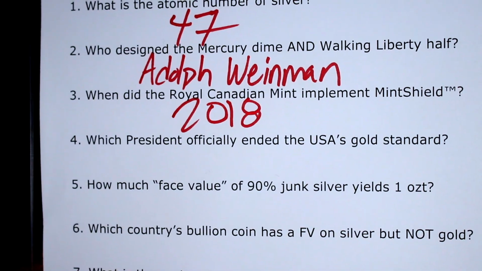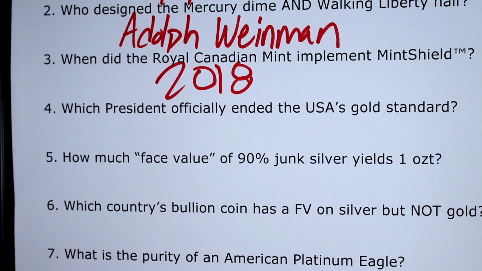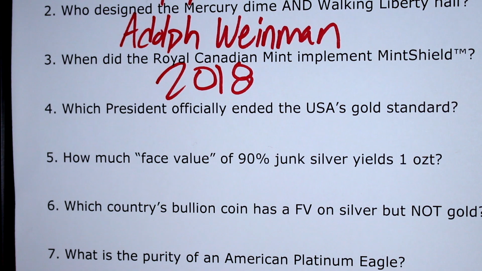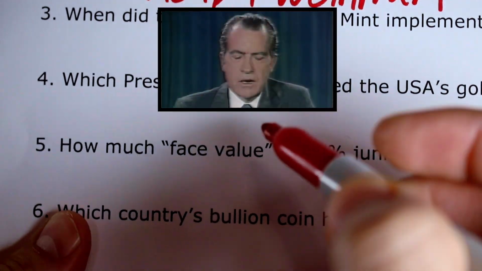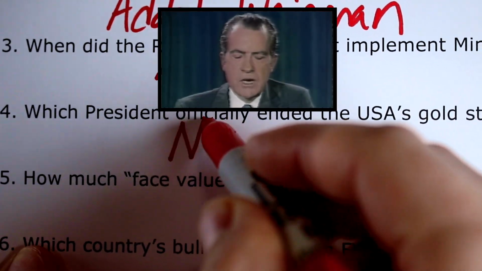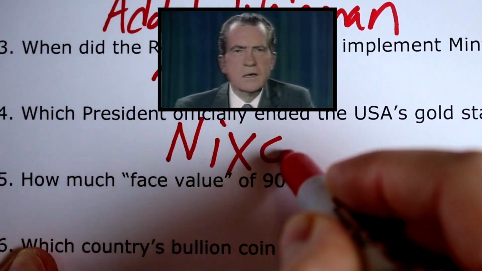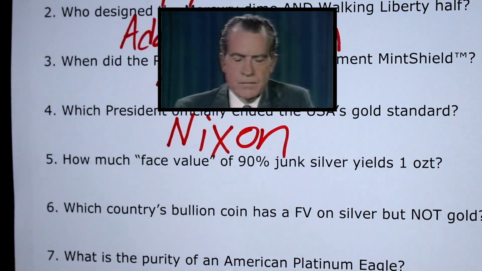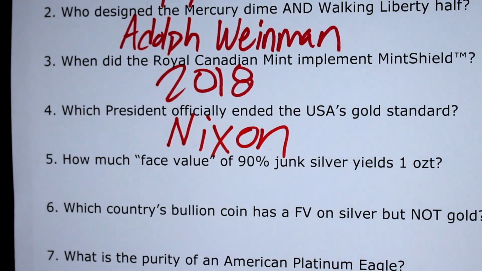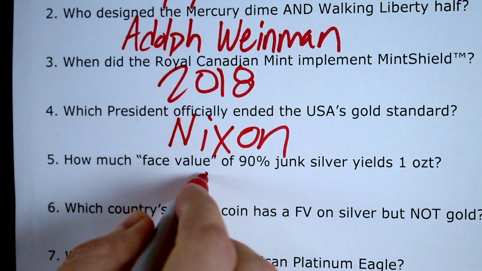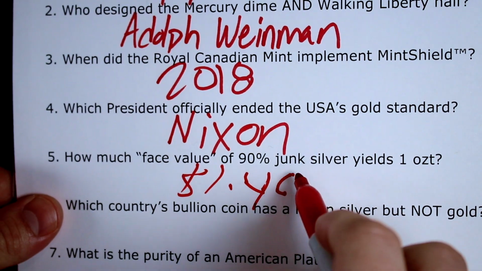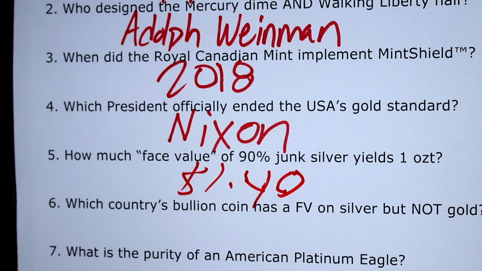So moving on, which president officially ended the United States gold standard? For those of you who are old enough to remember, or those of you who can actually recognize the man, it was Richard Nixon. How much face value of 90% junk silver yields 1 ounce? That is $1.40. You guys ever try to write on camera? $1.40 with the handwriting of a child.